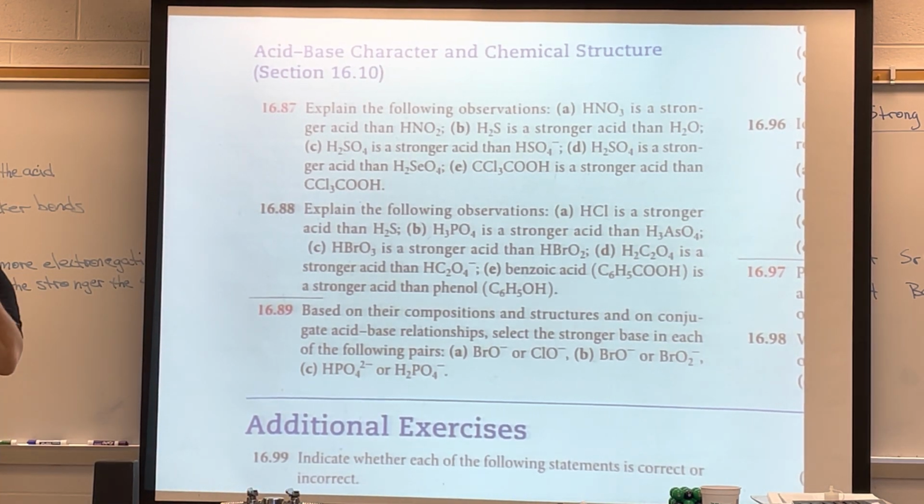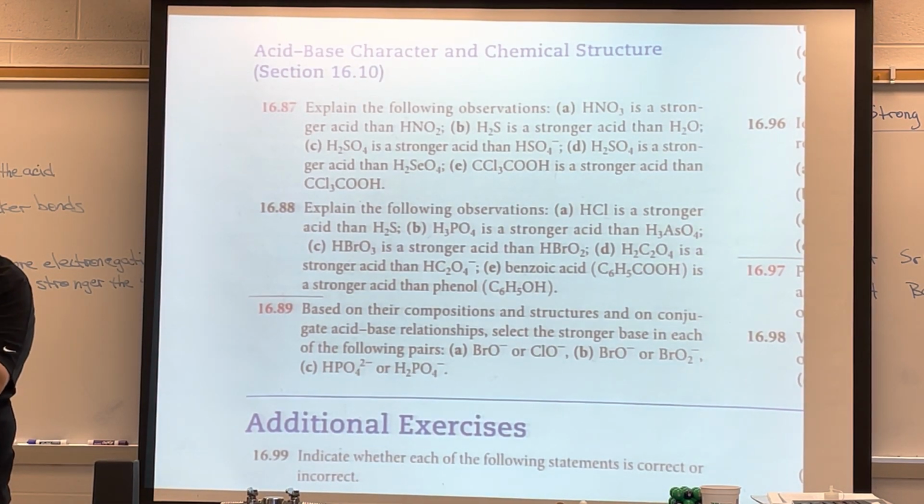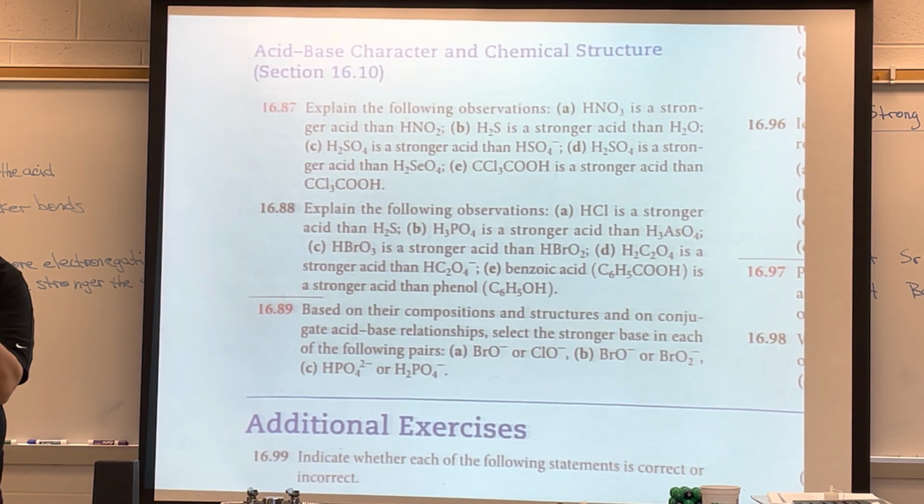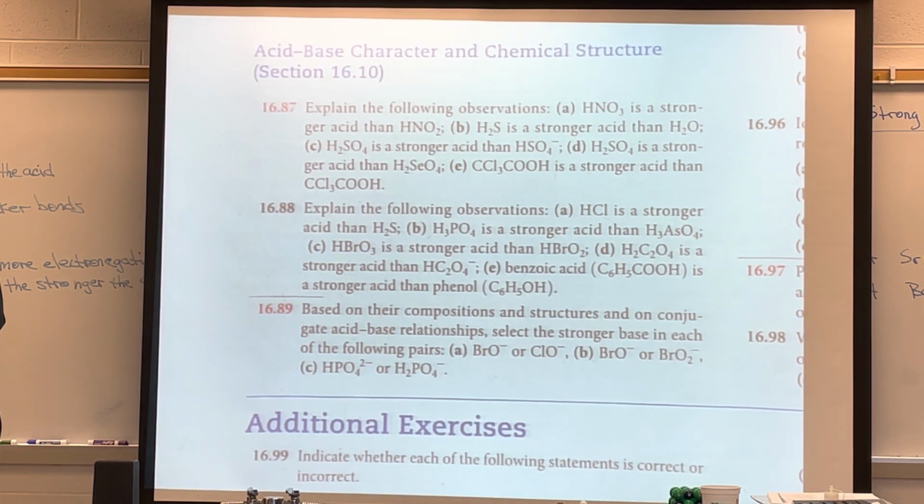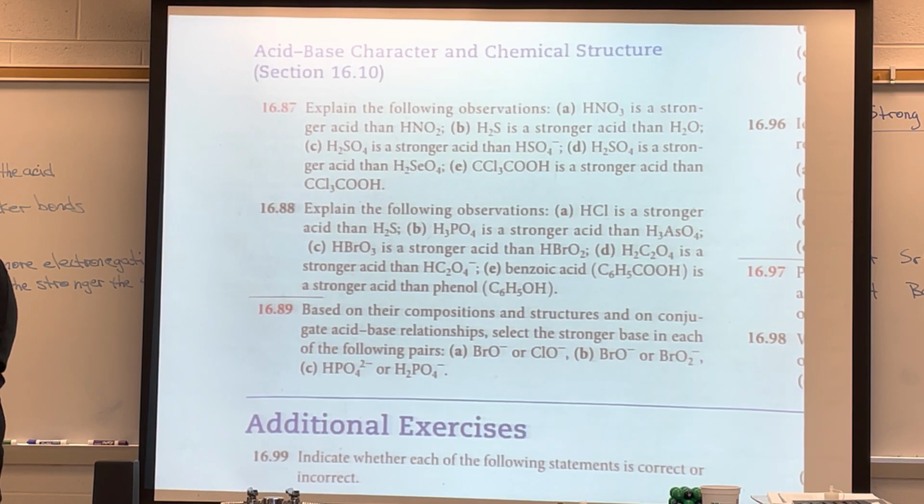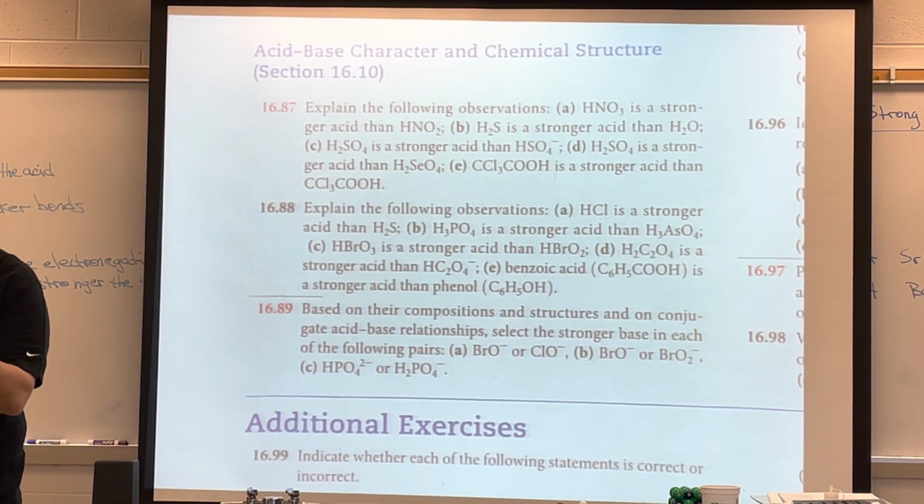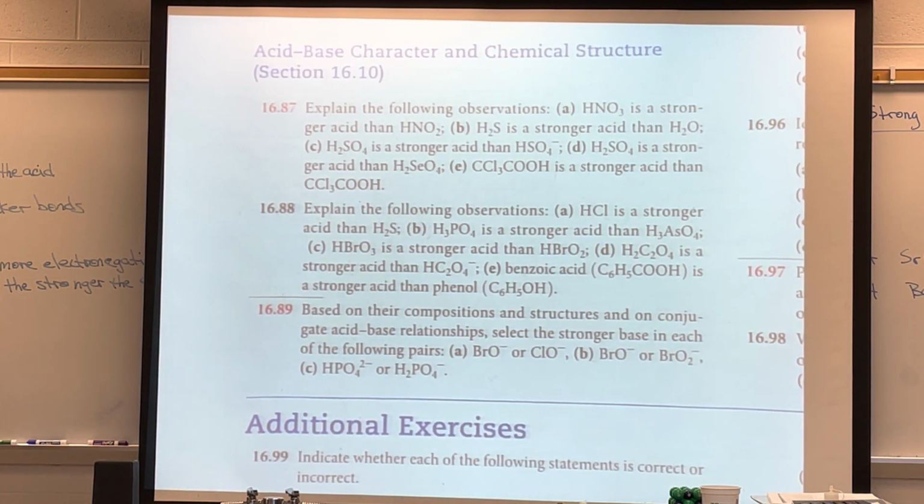Okay? So we have binary acids, we have oxyacids. We need to be able to identify the strengths of those based upon the oxygens, the hydrogens, and really the structure of the molecules. So, just take a second in your notes. You see what you can do on 88. Practice writing complete sentences, not phrases.